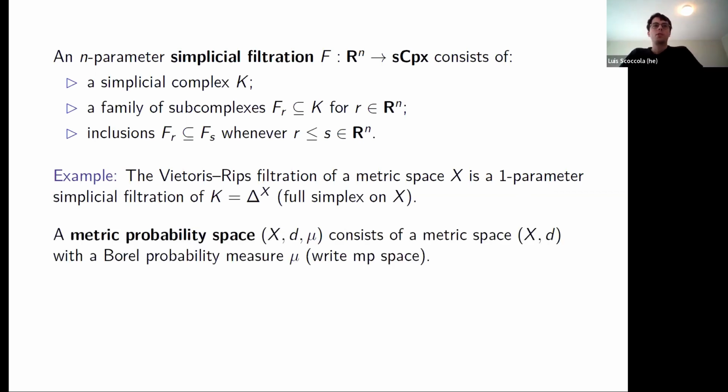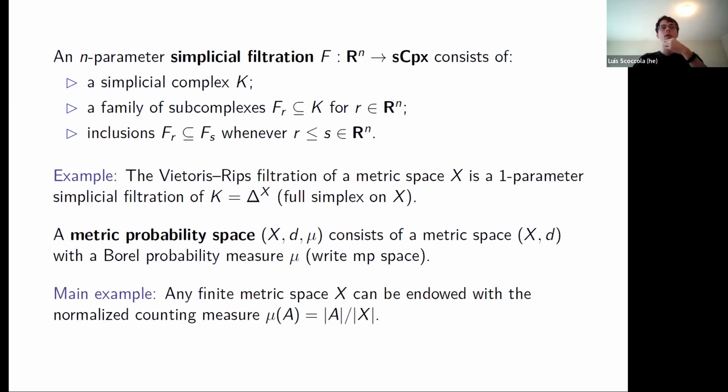Then we can go to metric probability spaces, the other piece of important definition. So what's a metric probability space? It's just a metric space together with a Borel probability measure. That means it's a probability measure that is compatible with the metric. The main example, really all that's going to matter for us in this talk, are metric probability spaces that come from finite metric spaces by endowing them with a normalized counting measure. So the measure of a subset of our point cloud or finite metric space is just its cardinality divided by the cardinality of the full data set.